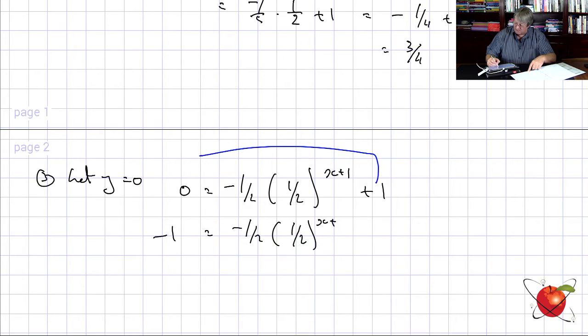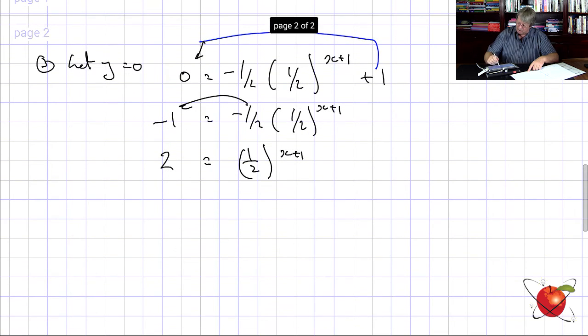All right. So we are going to then say that minus 1 is equal to minus a half to the x plus 1. What do I then do? Remove the coefficient here, get that to the other side. Okay. So then I'm going to multiply by minus 2. That gives me 2 equals a half to the power of x plus 1.